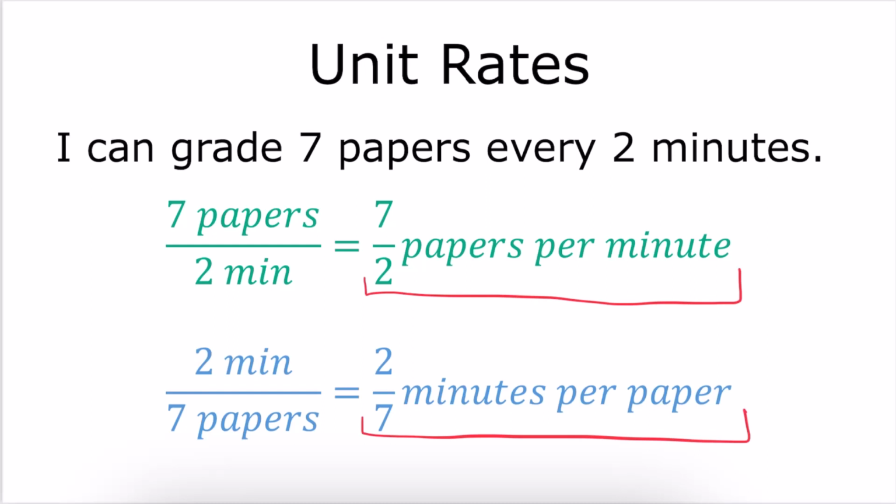Now, both of these unit rates are communicating the same information. They're just scaled to a different part of the rate. First one is telling us how many papers you can do every minute. The second one is telling you how many minutes it takes to do every paper. So both of them are useful, and both of them represent the same information.